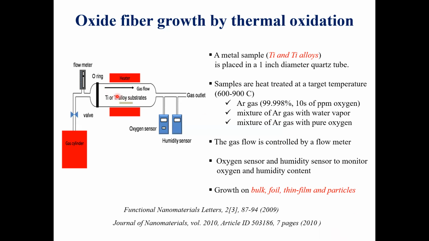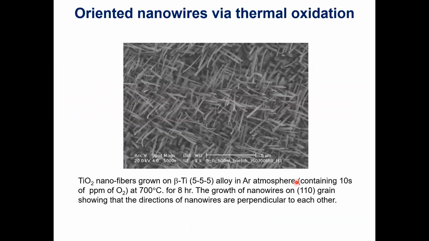So basically we do it in argon. You put your substrate, like titanium alloy bulk or foil or thin film or even titanium alloy particles, and then flow argon gas that contains tens of ppm of oxygen. And you will see that we will be able to grow one-dimensional TiO2 by this special oxidation process. Here's an example of TiO2 grown on beta titanium alloy foil.